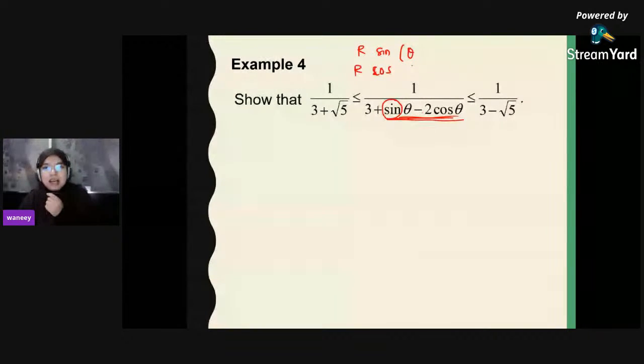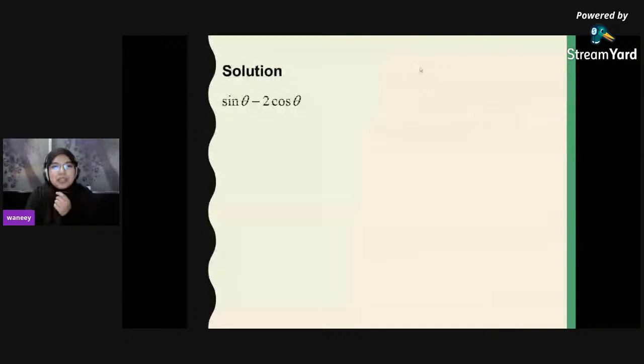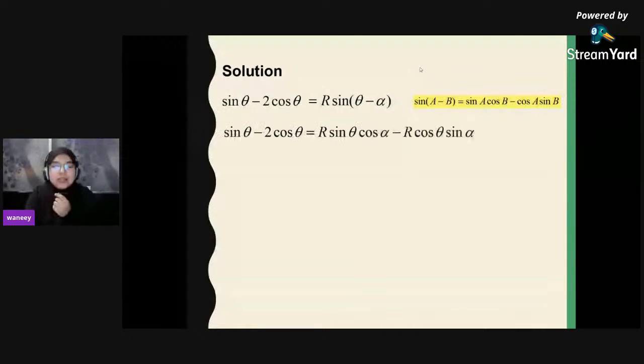So theta minus alpha. Okay, so now sine theta minus 2 cos theta, I'm going to change it into R sin theta minus alpha. Again, we're going to open it as sine A minus B. So it will become R sine theta cos alpha minus R cos theta sine alpha. Again, we compare left hand side and right hand side. So we got sine theta on the left, sine theta on the right. So it simply means that the value here, which is 1, so 1 is equal to R cos alpha.